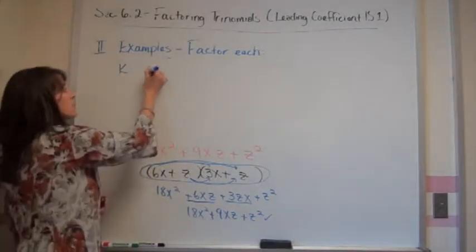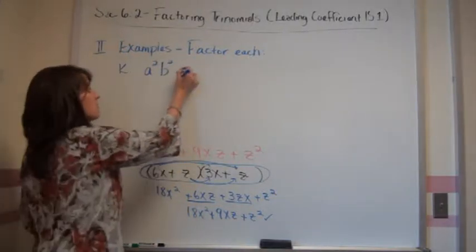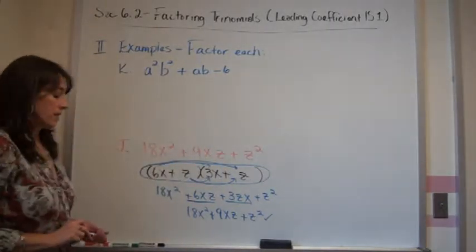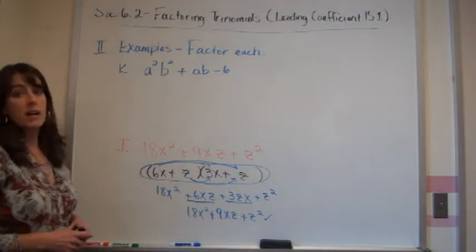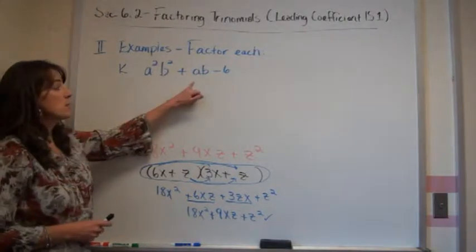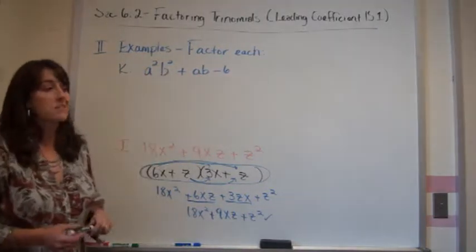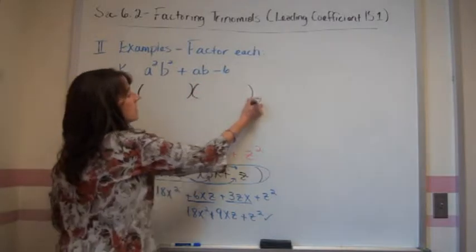How about a squared b squared plus ab minus 6? Now, is there anything common to each one of these that you can divide out? I got A's and B's here, A's and B's here, but no A's and B's back there. Coefficient of 1, coefficient of 1, and a 6, nothing common I can divide out. So I'm going to head for that double parentheses here.